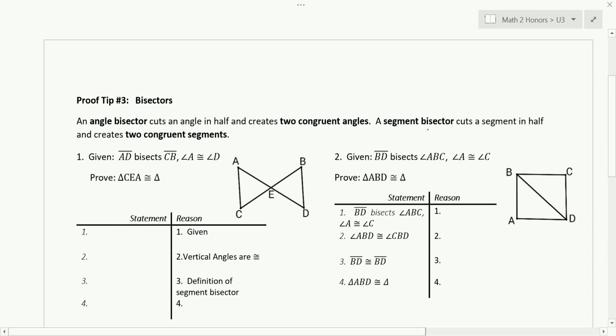So a segment bisector may go by the name segment bisector, or we may call it a midpoint. The midpoint kind of does the same job, right? It divides a segment in half. So you want to look for either or in that case. All right.